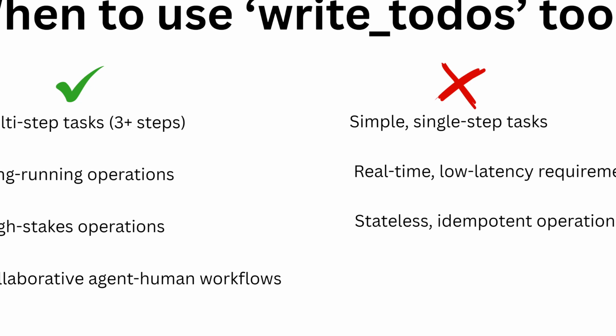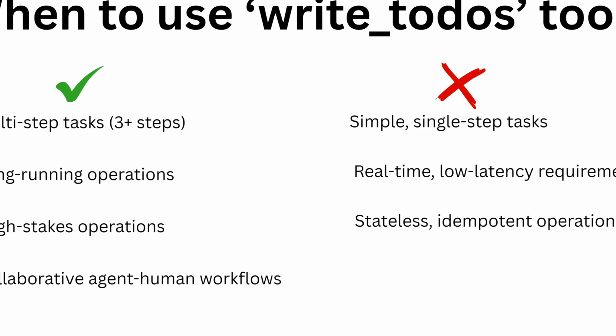Obviously, this also means that you want the agent to be collaborative, right? Where you want the human in the loop, and you want the human to give a go ahead or no go, depending on how the agent is performing or how the agent is planning the task and executing it, right?